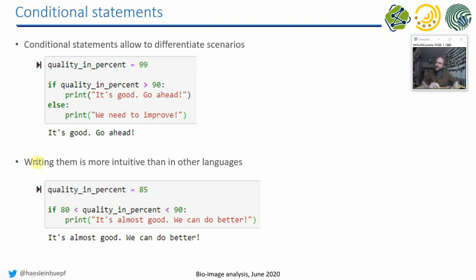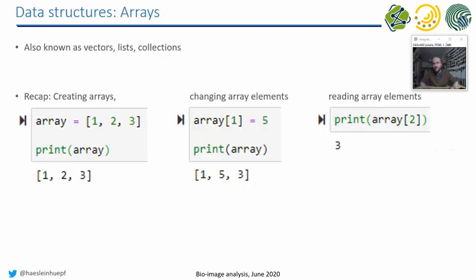Furthermore, what is quite practical in Python compared to, for example, ImageJ, is that we can write more intuitively, for example, checking a variable for a range. So we can really say if 80 is smaller than quality, smaller than 90. So if quality is between 80 and 90, then we can print out, for example, a text. So this is more convenient than an ImageJ macro. That was more complicated to write. But in principle, the procedures behind are exactly the same.